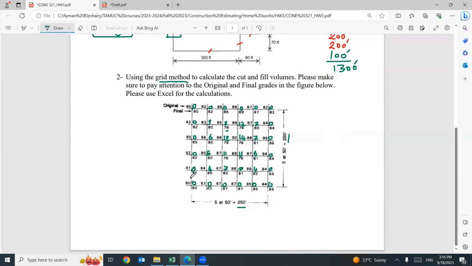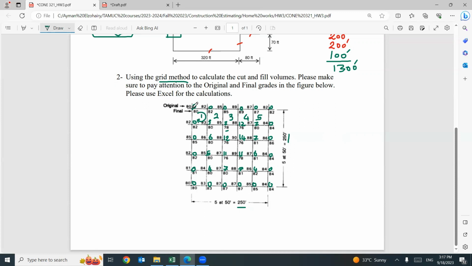So I can figure out the H, the difference between the two elevations, the original elevation and the final elevation after excavation. So I will start to use my Excel. We have around 25 cells. I can label them like this. And I can start clockwise.